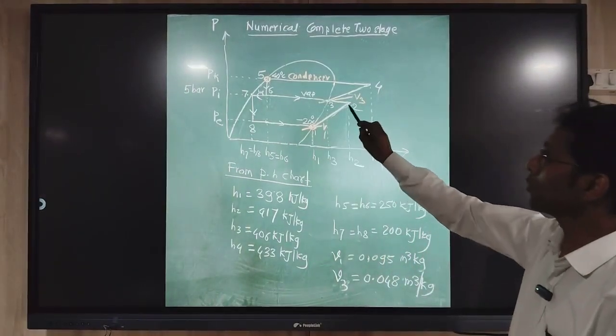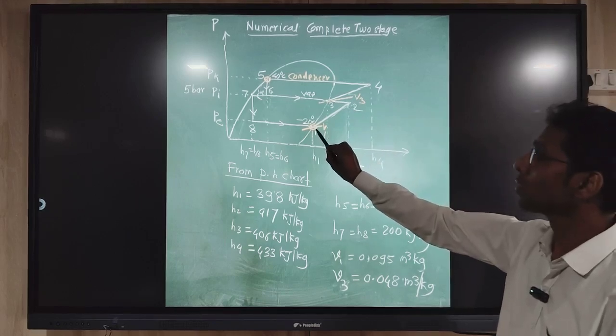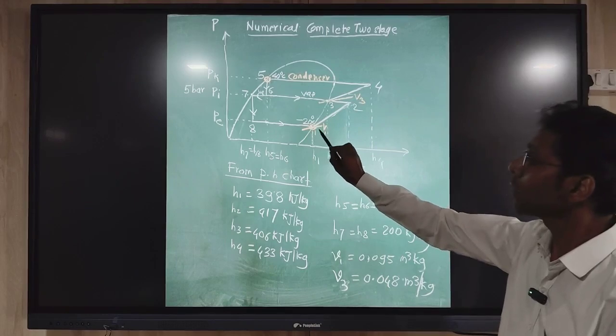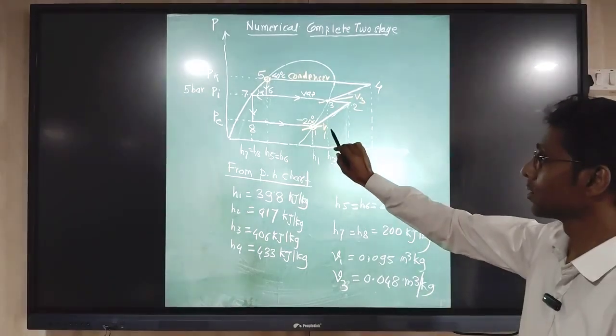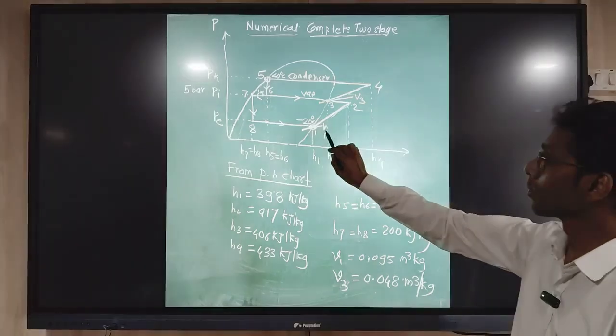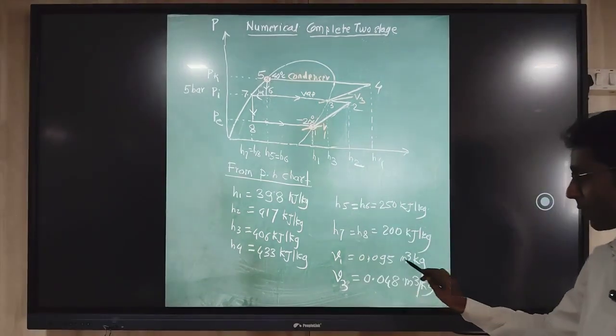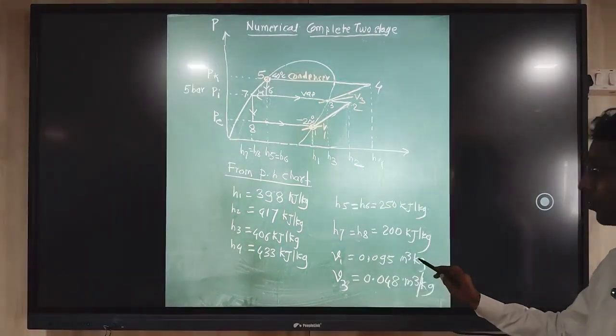So 1 to 2 is a compression process. The entry of compressor 1 is point 1. So we need the specific volume V1, not V1 dot, because it is a specific volume. Its unit is meter cube per kg. So V1 here we find from the chart, this value.